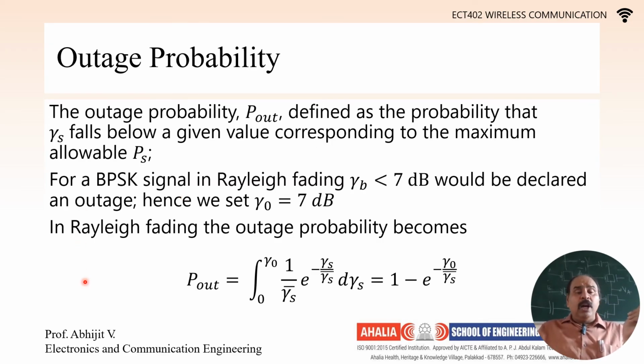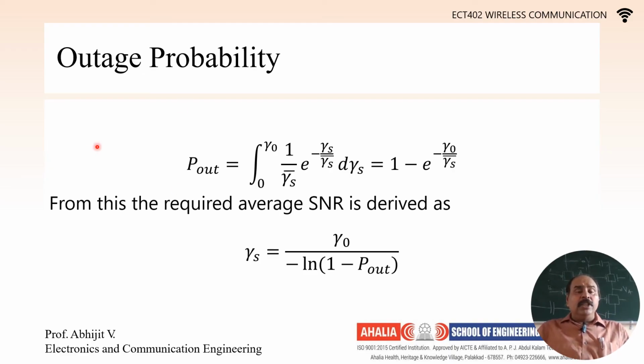Now we are going to derive the equation for the outage probability. In that case, P out is equal to the integral from 0 to gamma naught of 1 by gamma S e raised to minus gamma S by gamma S bar d gamma S. That is equal to 1 minus e raised to minus gamma naught by gamma S bar. So the average outage probability P out is equal to the integral from 0 to gamma naught of 1 by gamma S e raised to minus gamma S by gamma S bar d gamma S, which is equal to 1 minus e raised to minus gamma naught by gamma S bar.